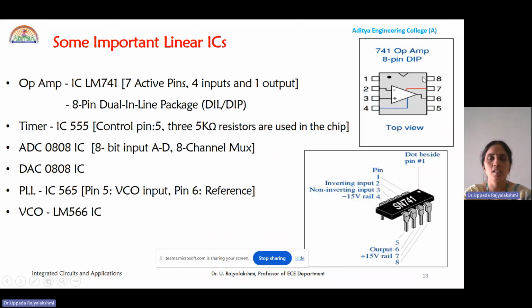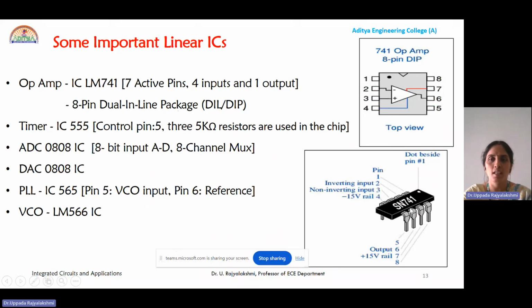And this 741 IC is a general purpose operational amplifier. Here you can see this is an 8-pin dual inline package. Because the pins are in dual lines, it is called a dual inline package, DIP. It has 8 pins, 4 on one side and 4 on the other side. These are parallel to the rectangular housing.